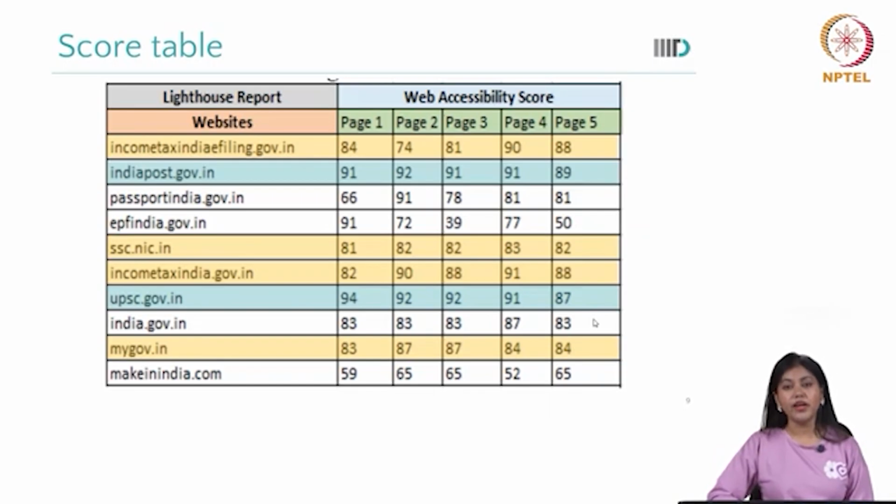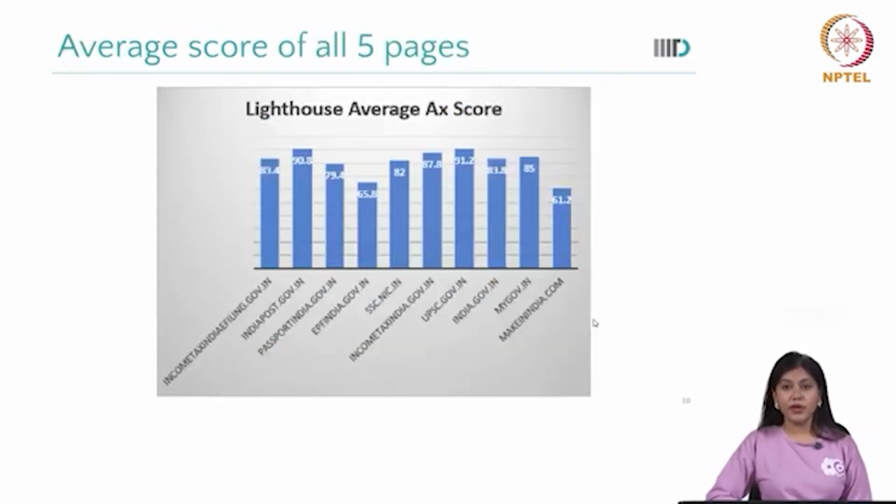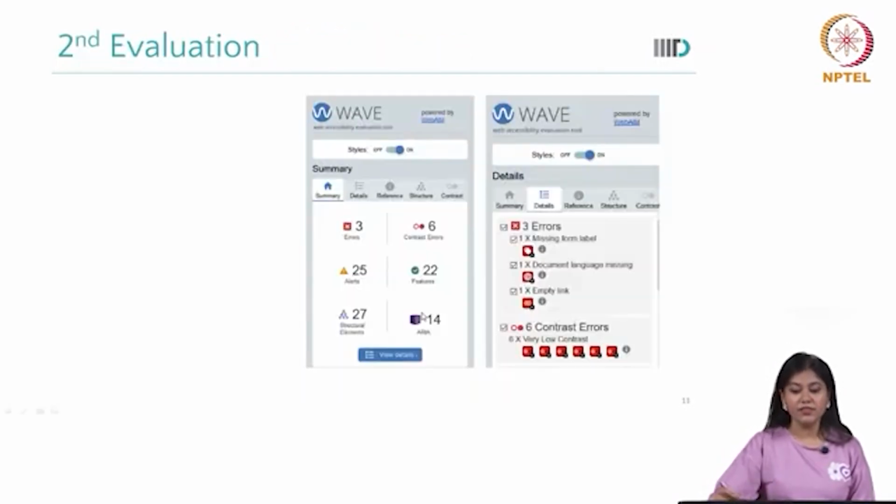No. We now have to look from the point of view of the graphical interface. However, before going to the graphical interface, let us quickly see the average of all 5 pages. As you can see, the lowest are Passport Seva, EPF and Make in India, and the highest is UPSC Government. So yes, this is a good thing.